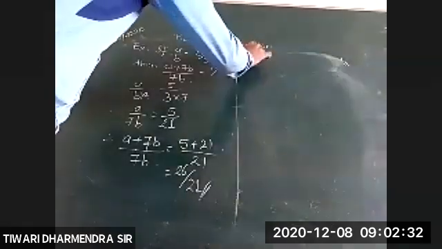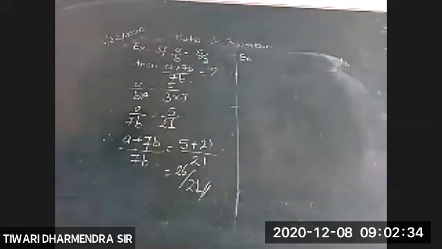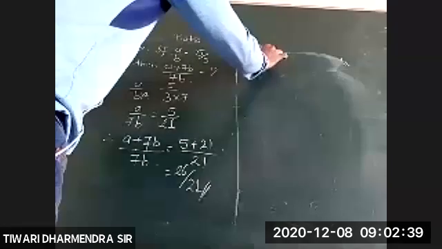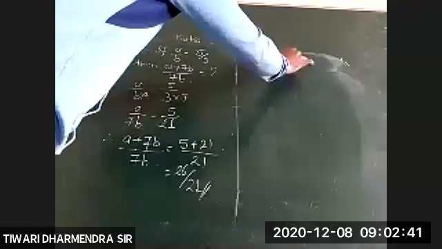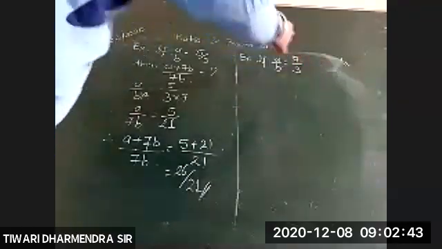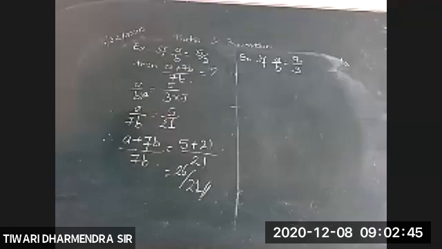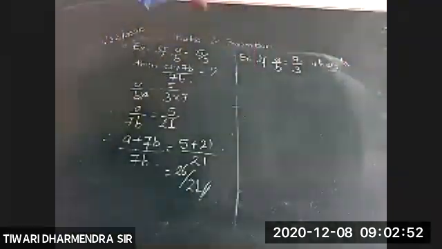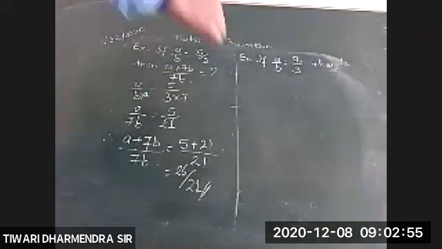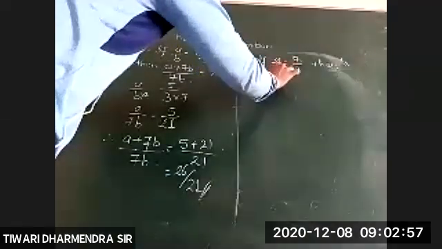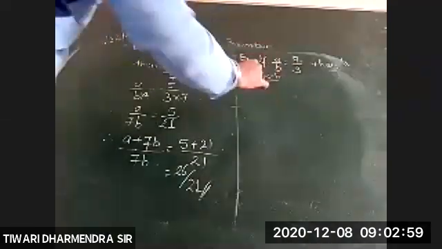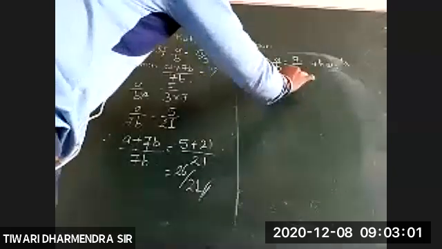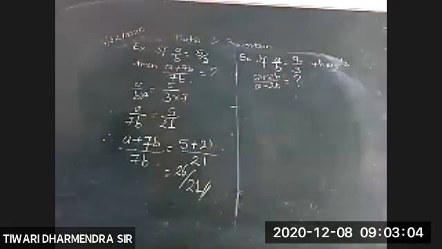An example. What they have given: if a by b is equal to 7 by 3, they are asking us to find the ratio a plus 2b upon a minus 2b is equal to question mark.